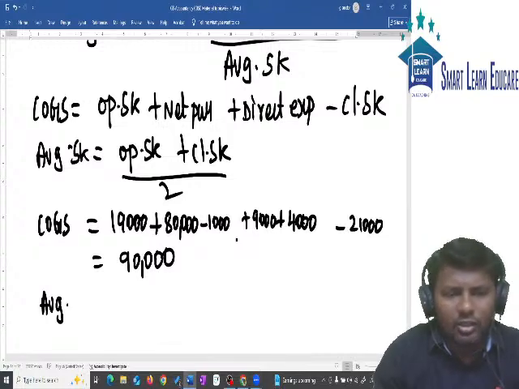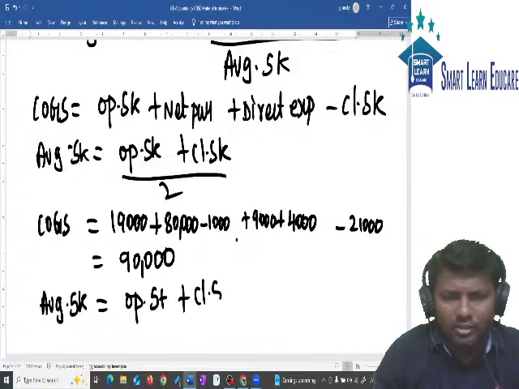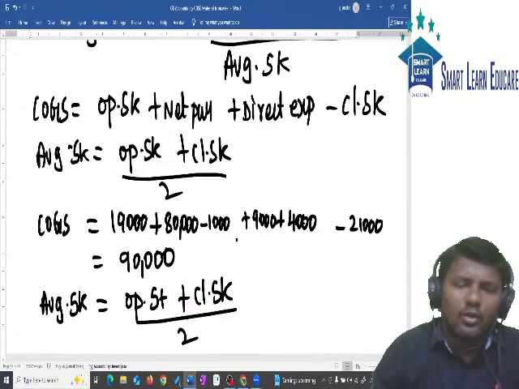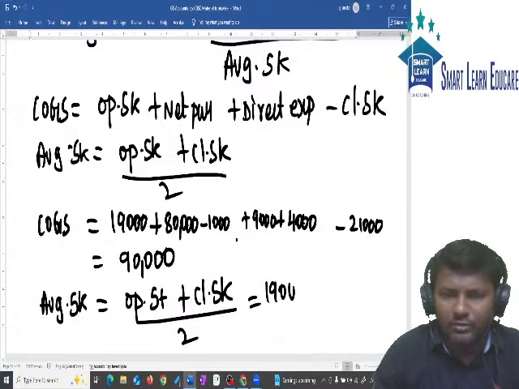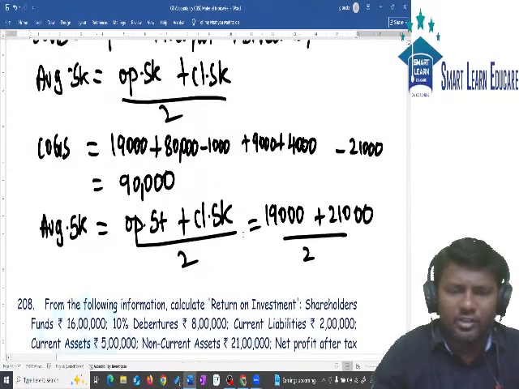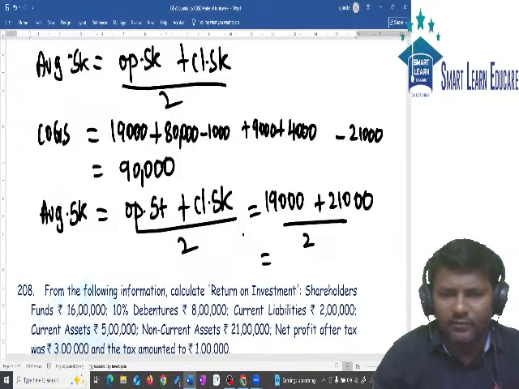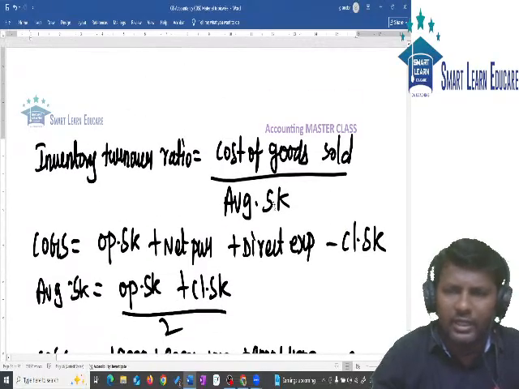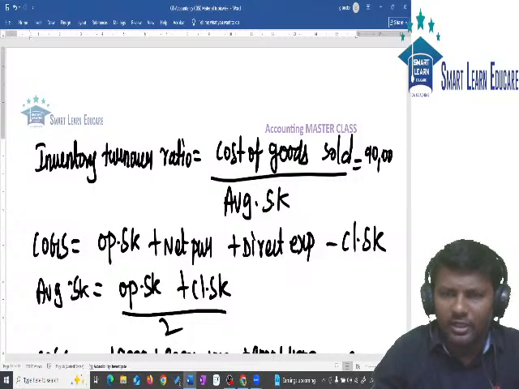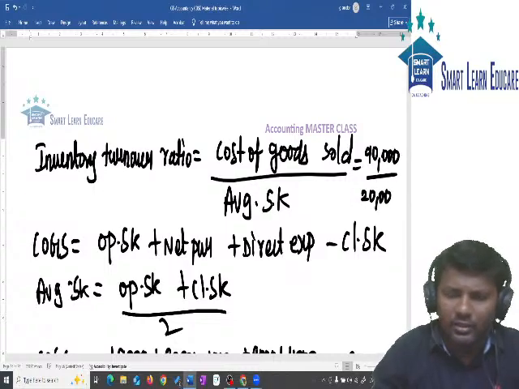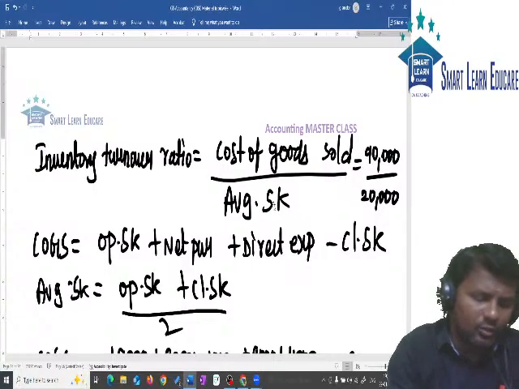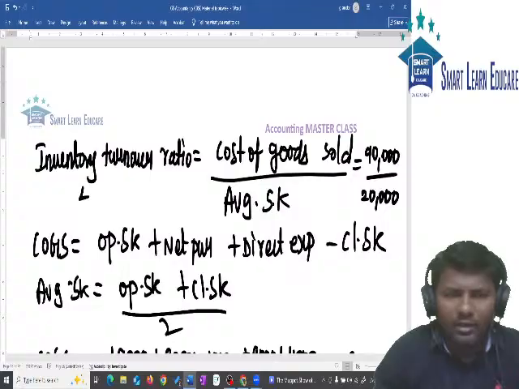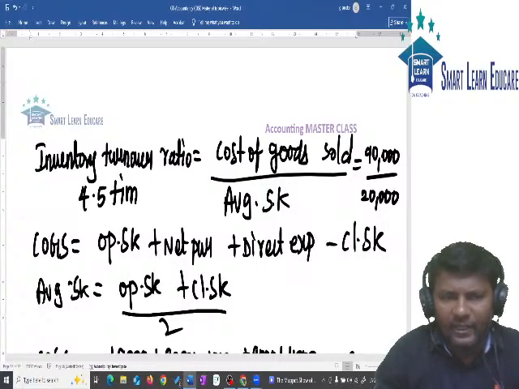What is your average stock? Average stock is equal to opening stock plus closing stock divided by 2. Opening stock is 19,000, closing stock is 21,000, divided by 2. Opening plus closing will give you 20,000. Substitute in the formula. Cost of goods sold 90,000 divided by average stock 20,000. 90,000 divided by 20,000 will give you inventory turnover ratio of 4.5 times.